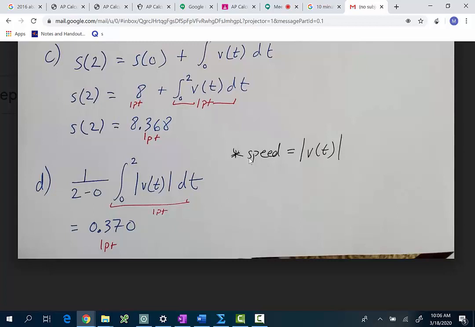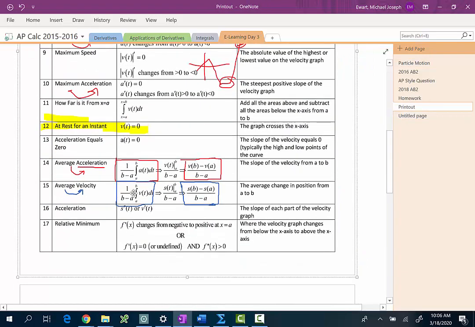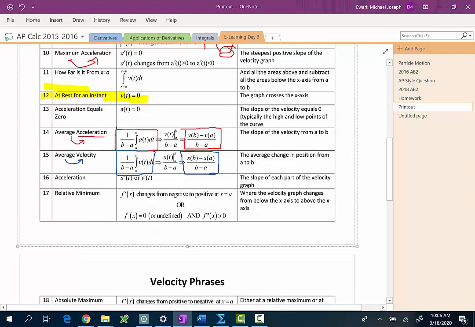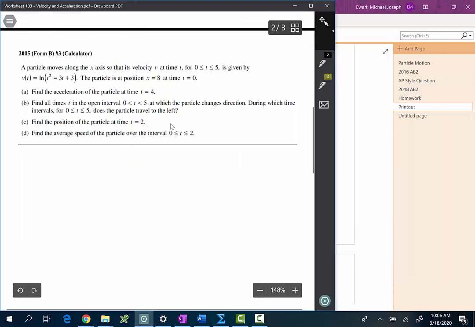Find the average speed. Usually it's average velocity or average acceleration, but we just need to remember that speed is the absolute value of velocity. If they had just asked us for average velocity, then if we have velocity, we use our average value formula. And if instead they give us a position, then we do s of b minus s of a, our average rate of change.